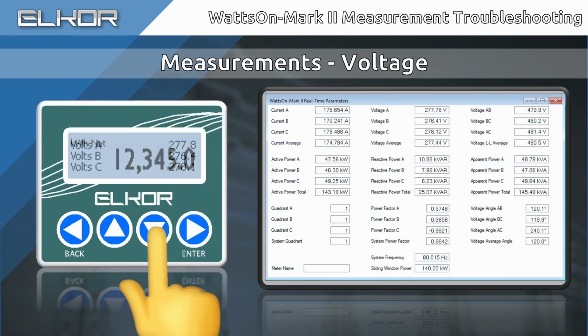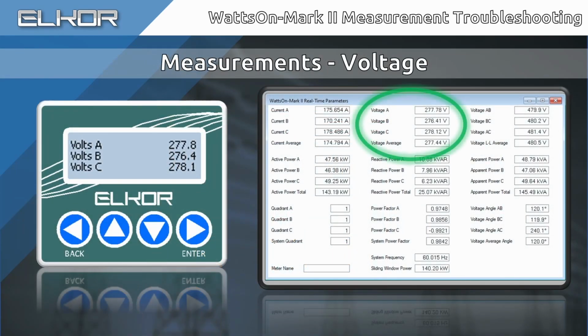First, check the voltage measurements. Do they match what is expected, and are they generally uniform? In split and single-phase systems, unconnected voltages will read 0 and can be ignored.